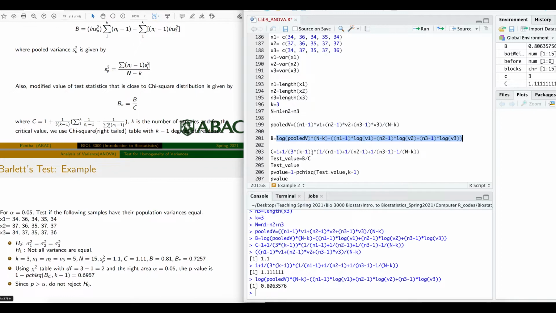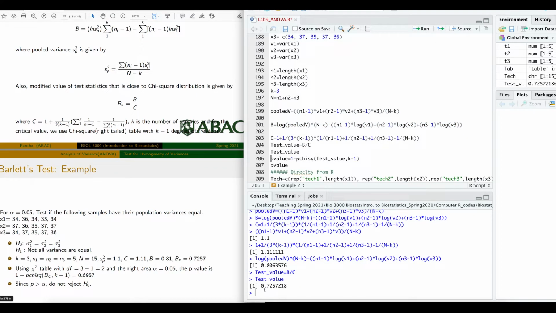Test value is B over C. Let me run that one. So the test value is 0.7257. That is the test value.